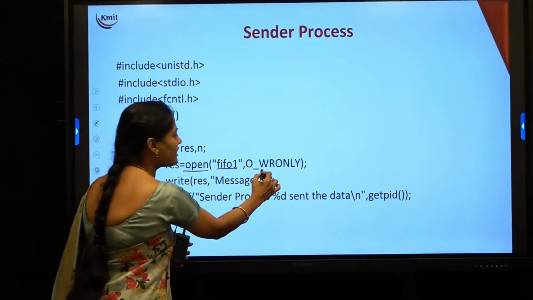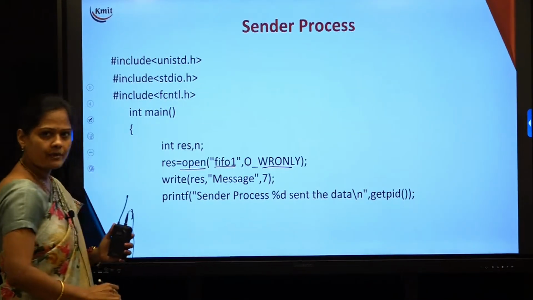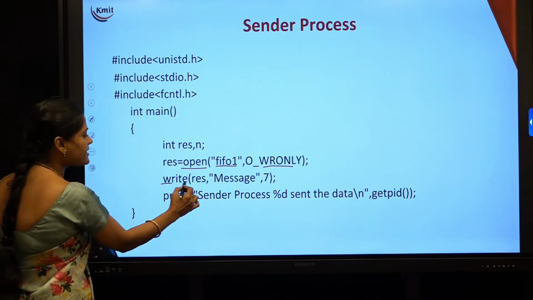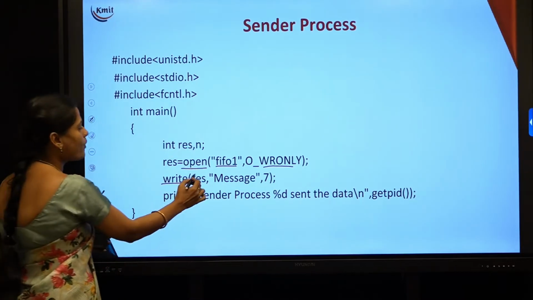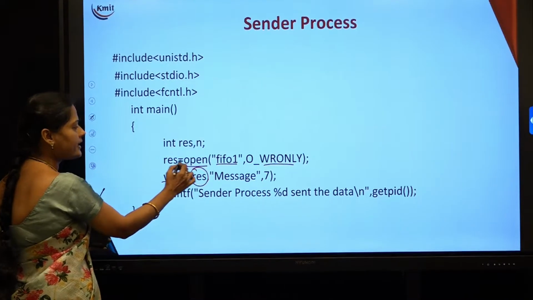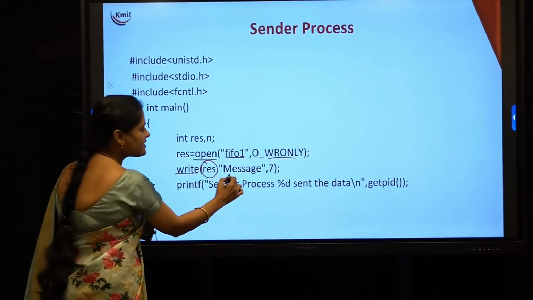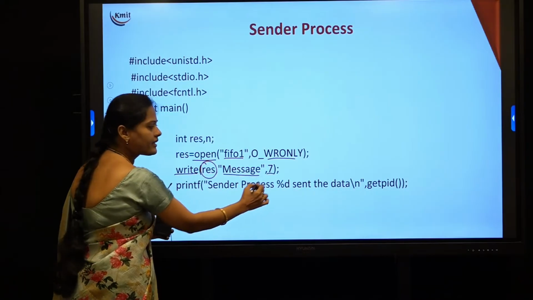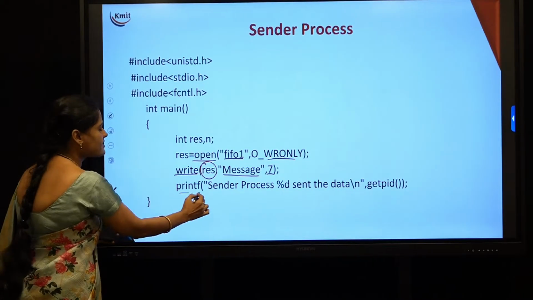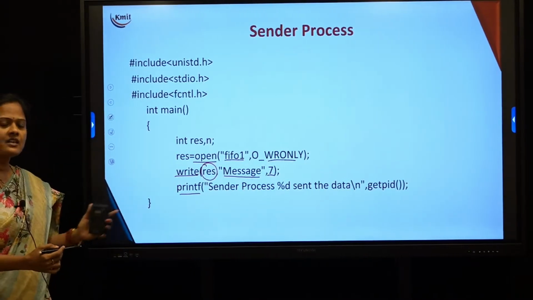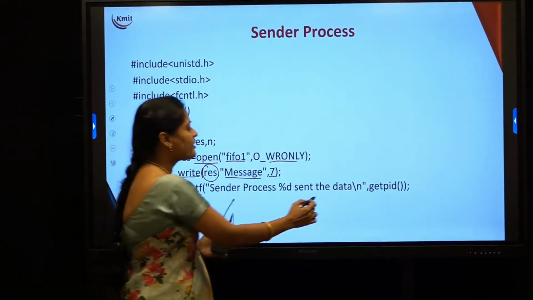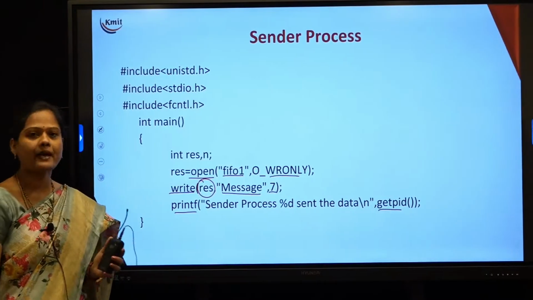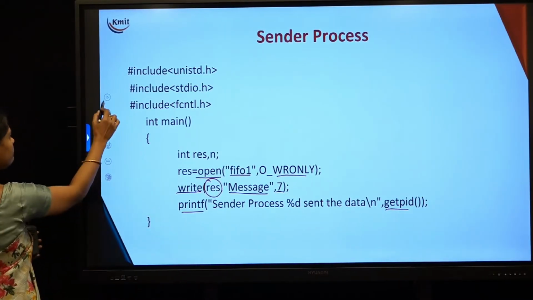And in which mode do I need to open it? Write only mode, because the sender process wants to write the data. And you already know the syntax of write. What do you want? This is a pointer related to that particular file. This is what I want to write in the file, and this is the size of that particular data. So the sender process is generating or sending the data, and you are just displaying the ID of that particular process, because here we are dealing with parent and child processes.